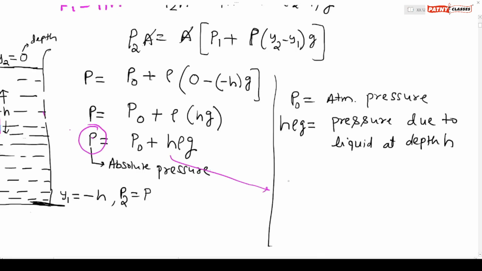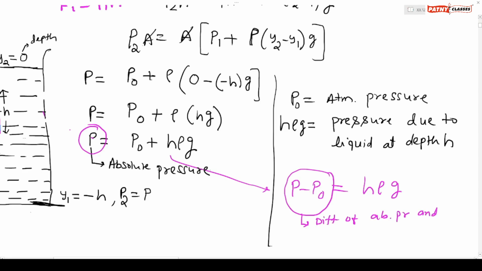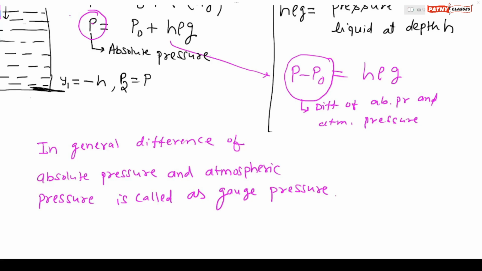Now this equation can be written as P minus P naught equals h rho g. So P minus P naught is the difference of absolute pressure and atmospheric pressure. In general, this difference of absolute pressure and atmospheric pressure is called gauge pressure.